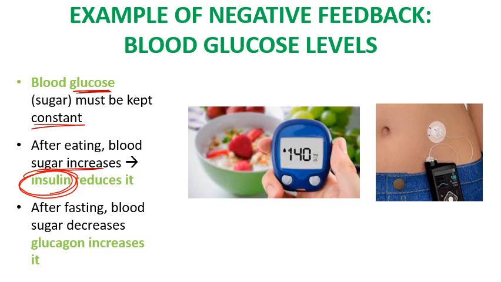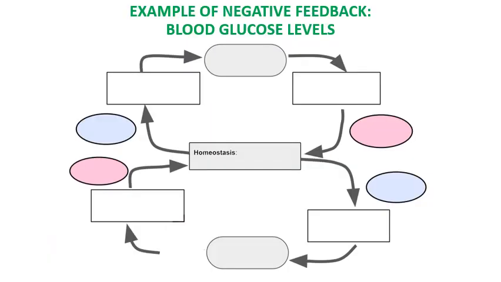If you don't eat for a while and you're fasting, then your blood sugar is decreasing, and the hormone that gets released then to increase it is called glucagon. And glucagon causes glucose to be released from the liver to increase the level again. So if we look at a negative feedback diagram for blood glucose, it works in both directions, because blood glucose can be too high or it can be too low, and we always need to maintain it at that set point.